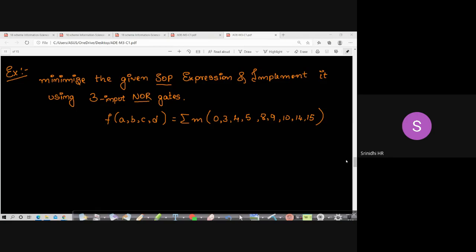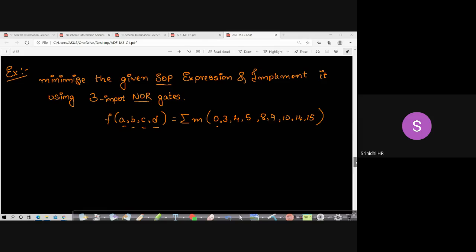Let's say he has given you an equation. So this is the question. F of A, B, C, and D, we have four inputs. Summation M, so these are all the minterms which he has given you: 0, 3, 4, 5, 8, 9, 10, 14, and 15. If he has given you these minterms, it is very easy to plot the K-map directly. So what will my K-map be?